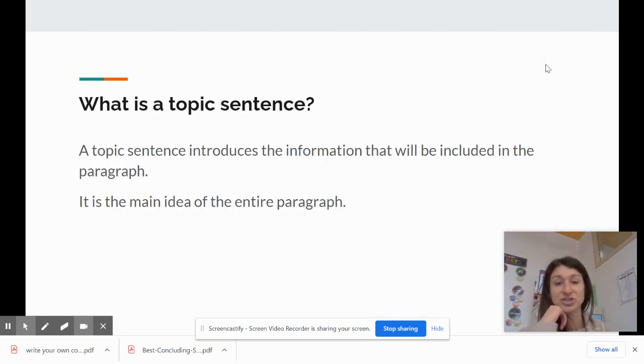So let's just refresh our memories on what a topic sentence is. A topic sentence introduces the information that will be included in the paragraph. It is the main idea of the entire paragraph. Typically your topic sentence will be your first or second sentence in your paragraph. You want to introduce what you're going to be writing about.